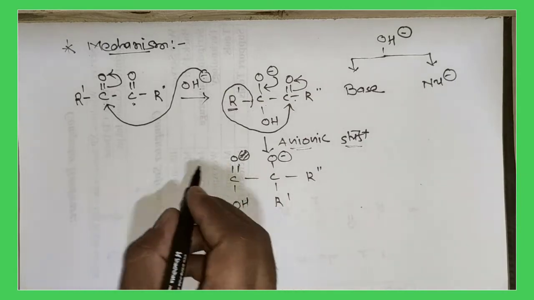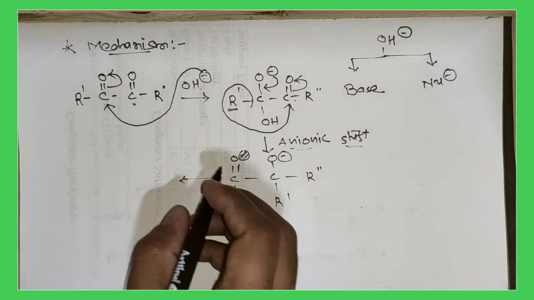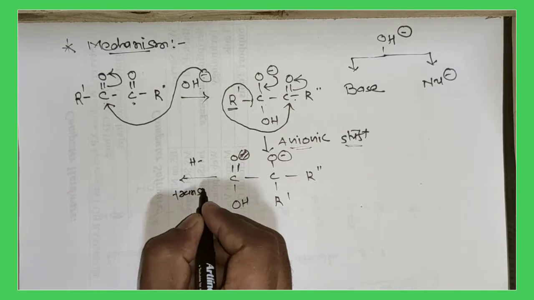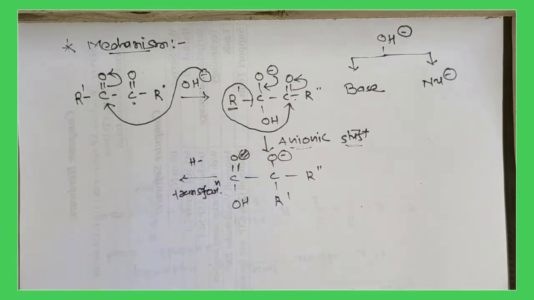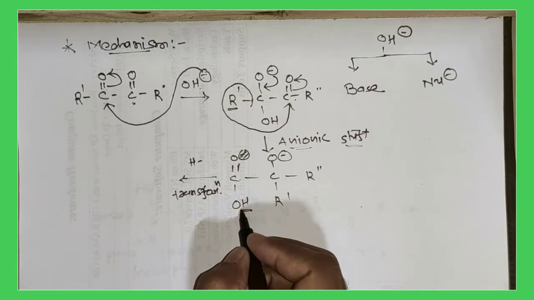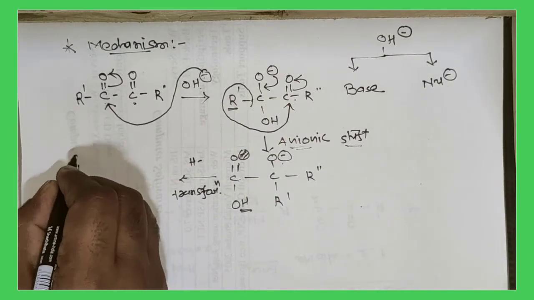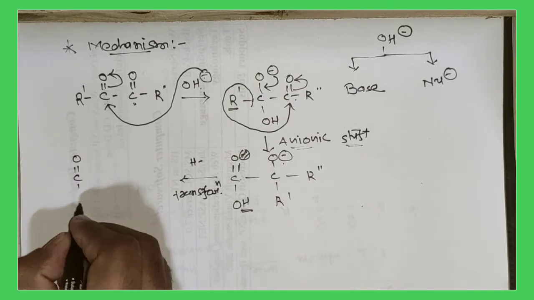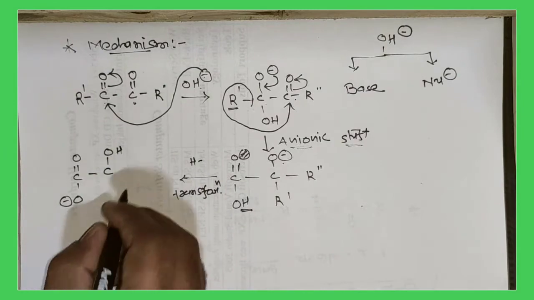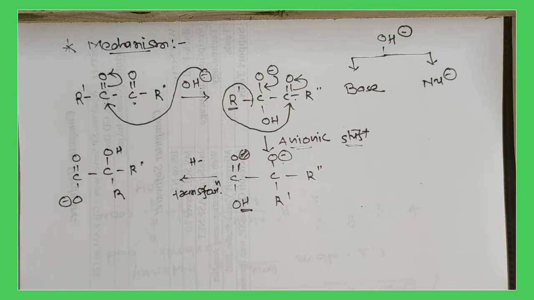Clear? Now one important step is there, a 1,2 H shift, or we can say simply hydrogen transfer. That means this hydrogen transfers from this OH to this oxygen. So here O as it is, OH is converted to negatively charged O, and this O negative is converted to OH, with R double dash and R as they are. Clear?